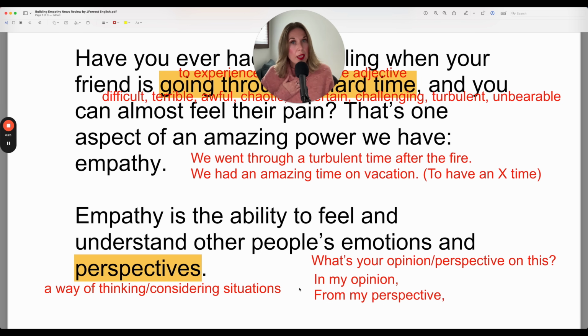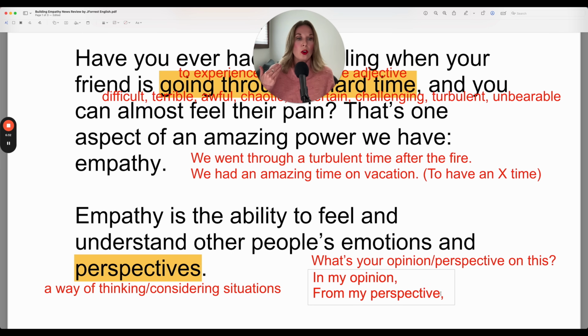In my opinion, from my perspective. So remember this, because this is a very powerful word choice for your IELTS, for meetings, for job interviews, or for more formal situations. From my perspective. But you must use the preposition from. In my opinion, from my perspective, and then you can state your thoughts, your ideas, your opinion, or perspective.